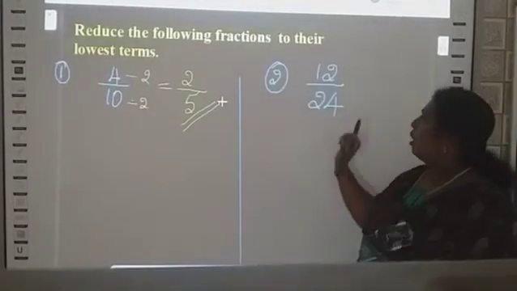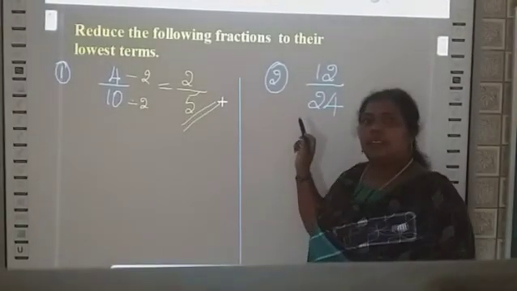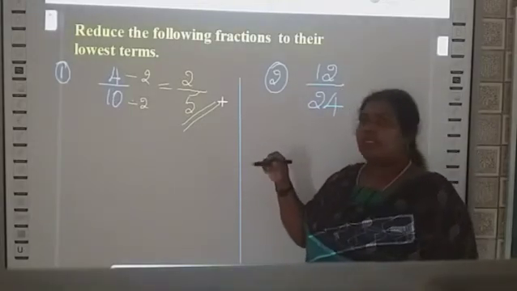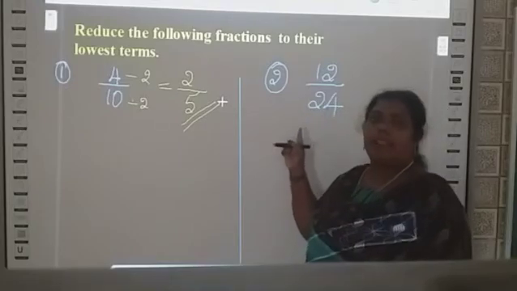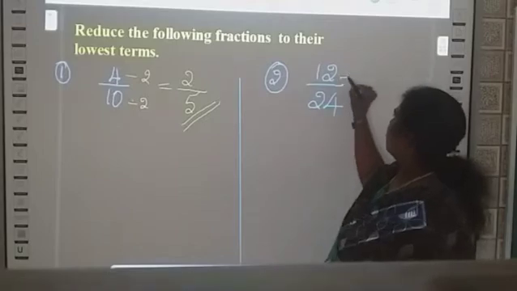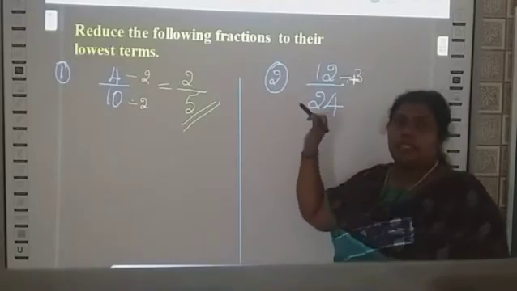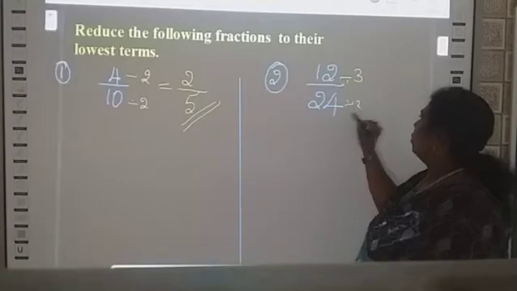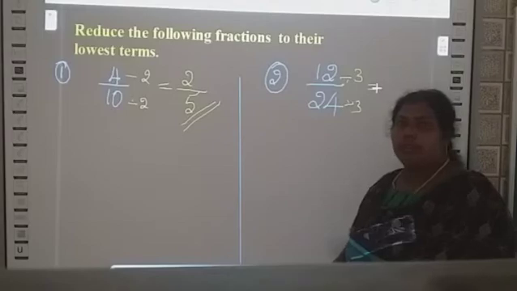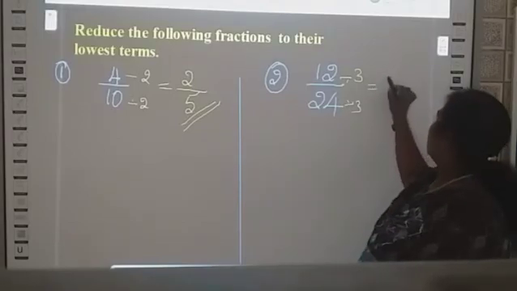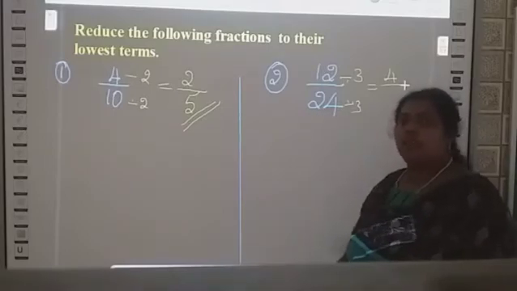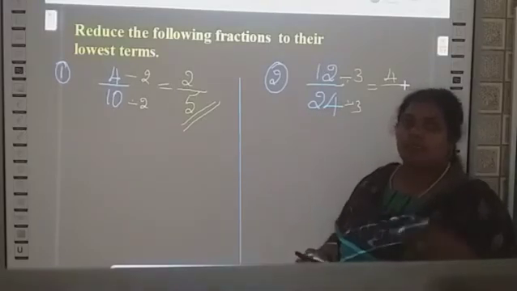Same like this, see here 12 by 24. Divisible by 2, right? We can use the 2 table or the 3 table also, because 4 times 3 is 12, and 8 times 3 is 24, right? So we can use the 3 table. Here, numerator divided by 3 means the denominator also we have to divide by 3. 12 divided by 3, what is the value? How many times 3 is 12? 4 times, right? That means 4. Then 24 divided by 3. How many times 3 becomes 24?